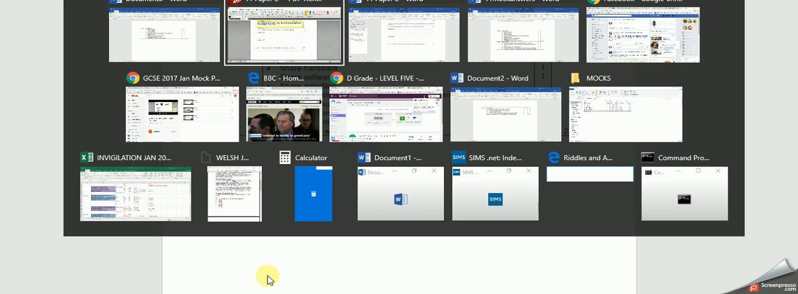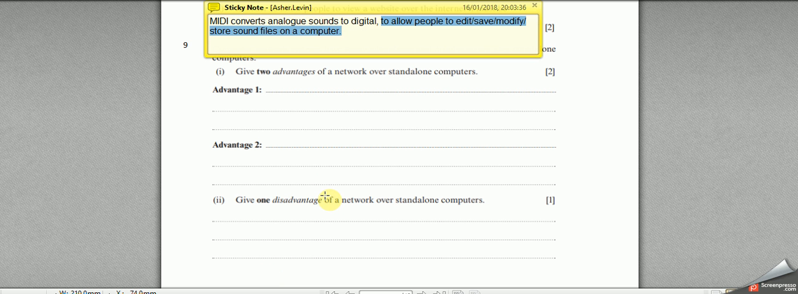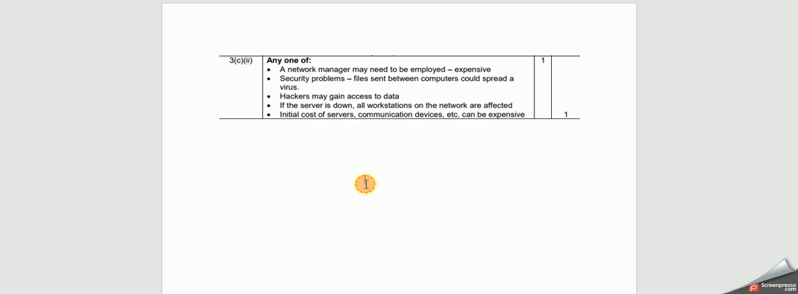Now, the second part to the question. Give one disadvantage of a network over standalone. Okay, so you could have mentioned any of these for disadvantages. For a network, you need a network manager. So it's expensive. So you know when you break your laptop and you take it up to the IT services, they're network managers. We have to pay for their wages. They manage the whole network. If laptops go down, if the network goes down, if the server goes down, they fix it.